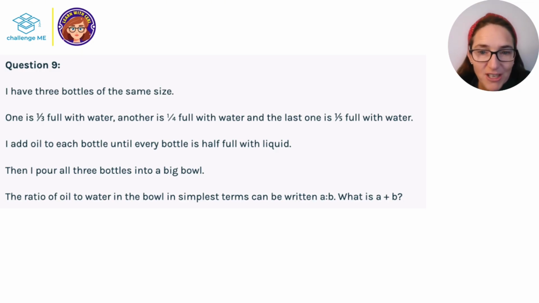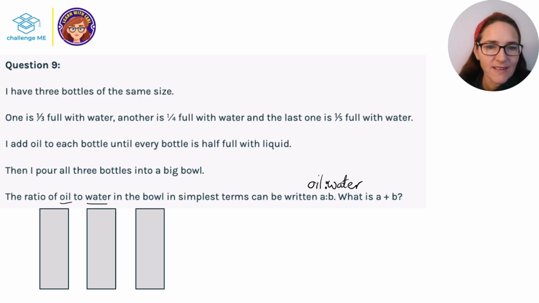Well, when I've got ratios, one thing I really like to do at the beginning is to make sure I write the words in the order that they are in the question, so that I know which one's A and which one's B. So oil was first and water was second. So it's oil to water. And I think we're going to need 3 containers. So there we go, 3 containers.